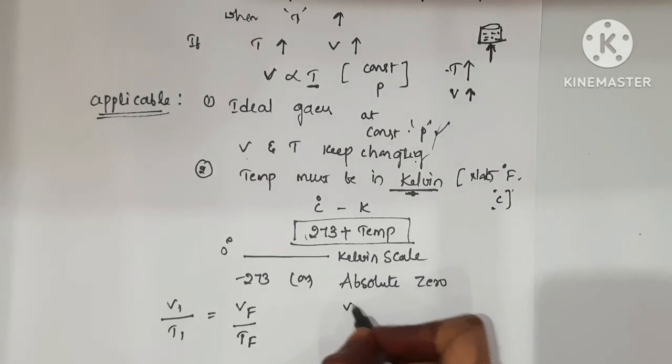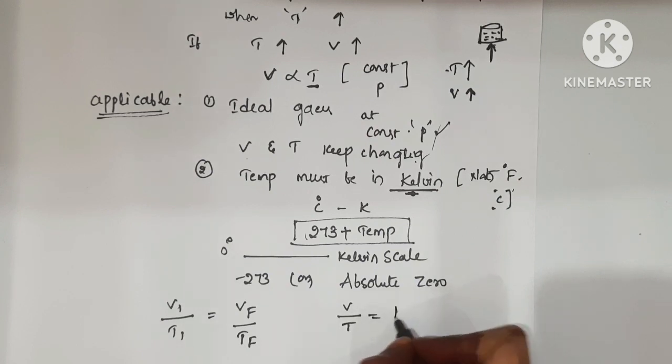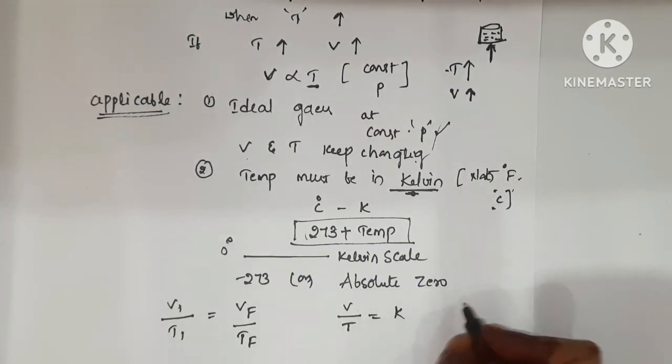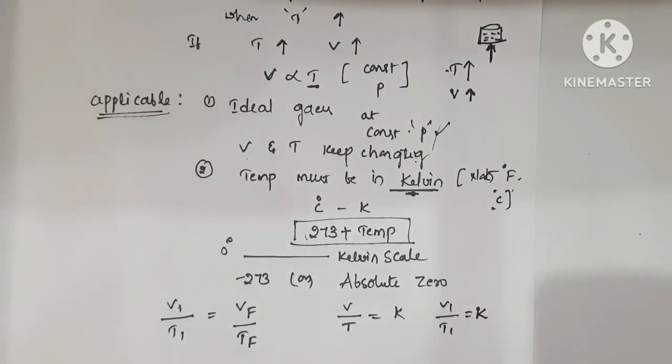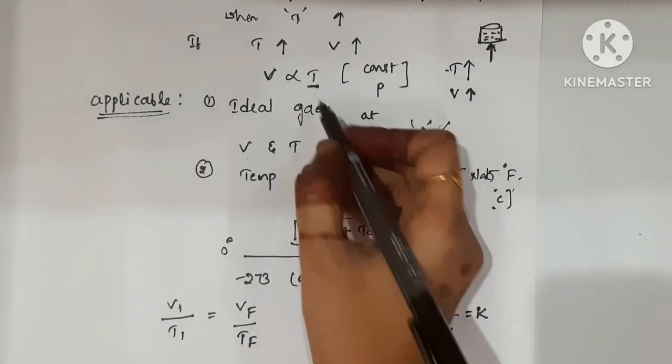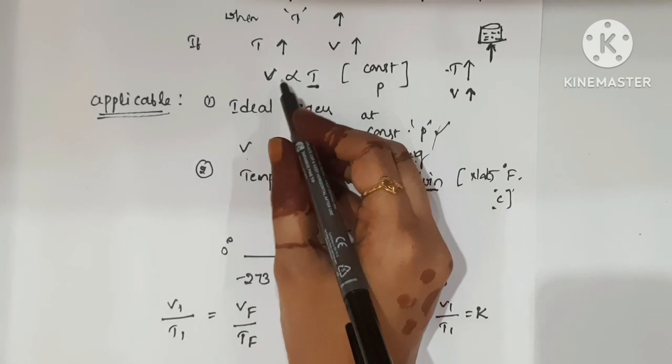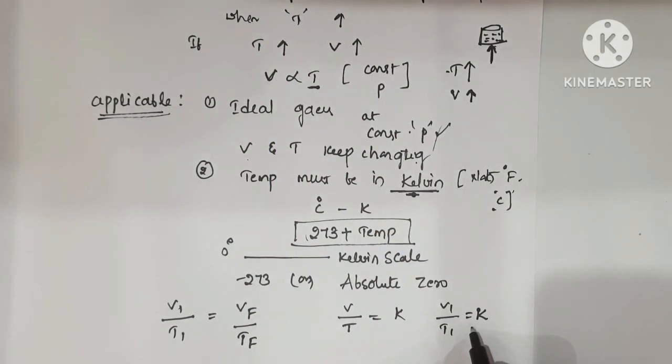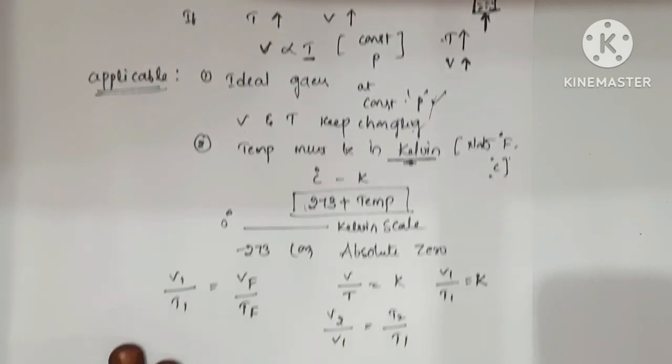So V by T is equal to K generally, right? That means V1 by T1 is also equal to K, the proportionality constant. Since V is proportional to T, we have to remove the proportionality, that's why we are adding K. So V by T is equal to K. That means V2 by V1 is equal to T2 by T1.